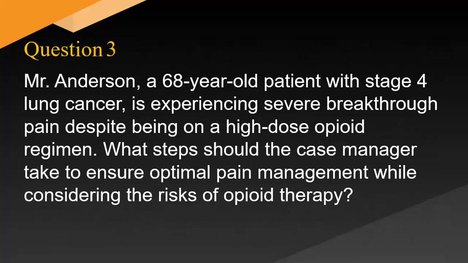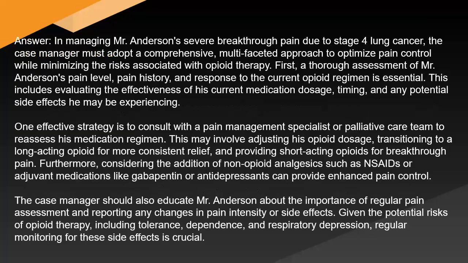Mr. Anderson, a 68-year-old patient with stage 4 lung cancer, is experiencing severe breakthrough pain despite being on a high-dose opioid regimen. What steps should the case manager take to ensure optimal pain management while considering the risks of opioid therapy? Answer: in managing Mr. Anderson's severe breakthrough pain due to stage 4 lung cancer, the case manager must adopt a comprehensive, multifaceted approach to optimize pain control while minimizing the risks associated with opioid therapy.